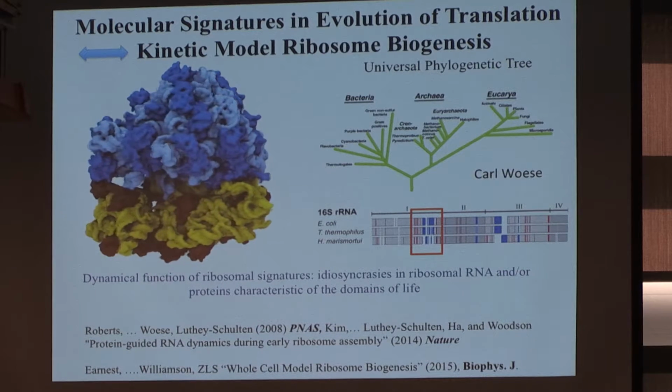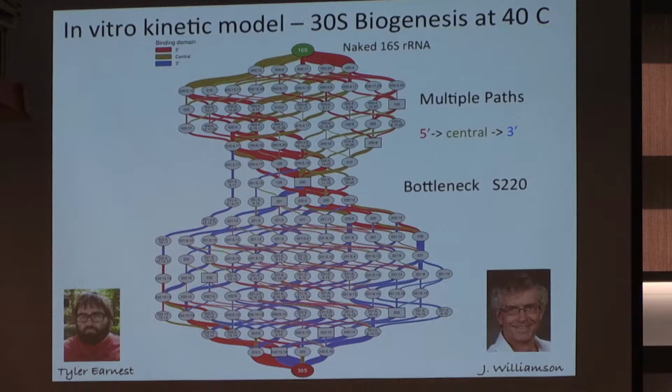And so if you do that, this is not supposed to be an eye test, but you start with the naked 16S. These are all the intermediates that come in until you form the 30S. Now, I'm only showing you about 145 of the most populated intermediates. And in fact, the strength of the lines here indicates the integrated flux. Where's the most flux coming through? What pathways are primarily used?